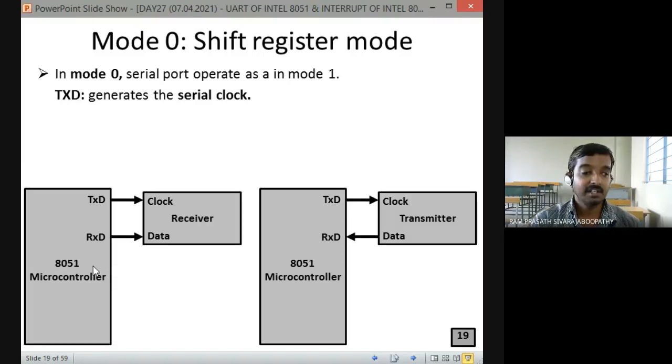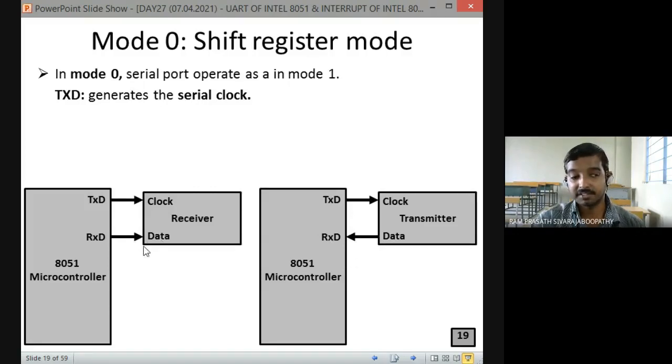That means, inge internal generate agra adhe clock pulse TXD pin valiya receiver ku podu. That means same clock pulse for the transmitter as well as the receiver. Here we have only one pin. At some point of time, you are going to transmit the data, and at another point it is going to receive the data. That means the data communication is half duplex, as we are having only single line for transmission as well as reception.